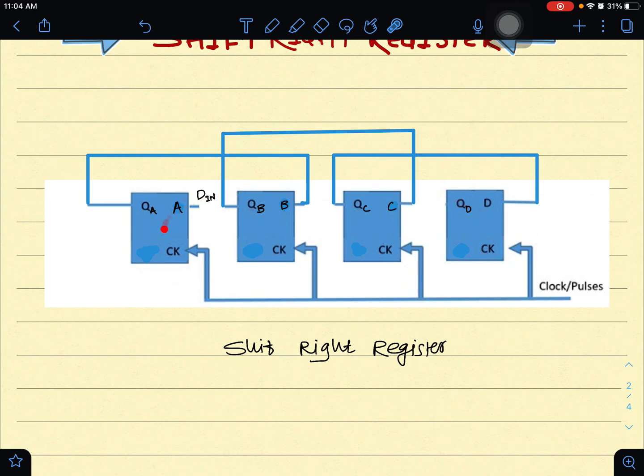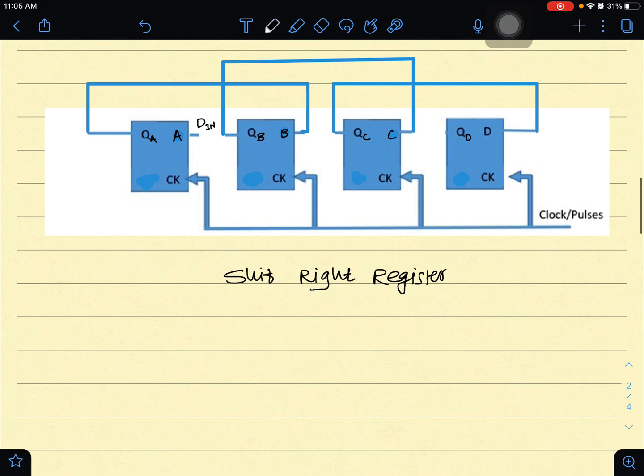That means all four flip flops are connected to each other in this manner. And we see another thing, that is the clock pulse, which is connected to all the flip flops. This clock pulse plays the major role in this shifting process, because with the help of this clock pulse, our data can be shifted to the right side.